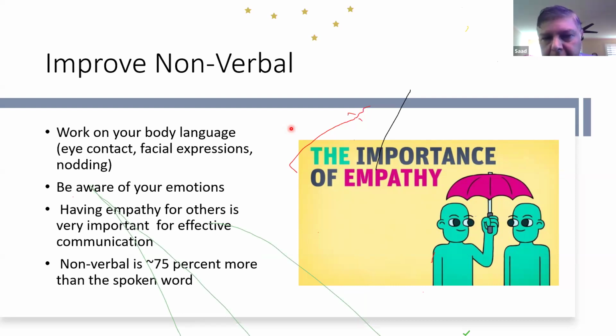Work on your body language. What is body language? Basically, when you're talking to somebody, don't talk as if you're a robot. Talk as if you're a human being who has feelings, who has empathy, who has emotions. That's your body language. Use your hands, use your facial expressions. These are cues that you're using to make your message even more effective.